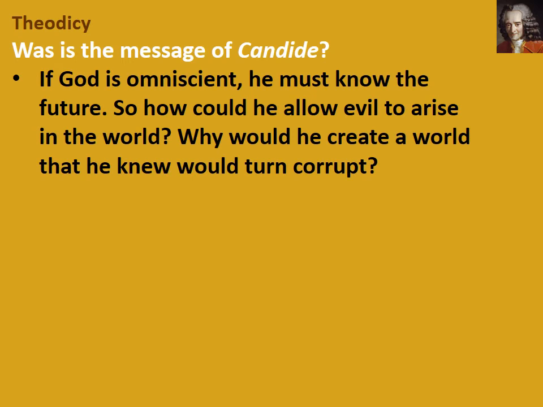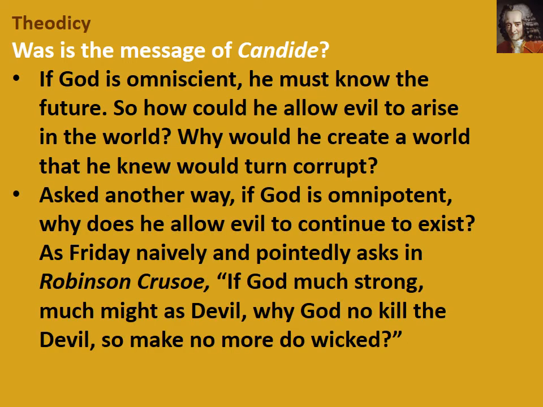So, again, getting back to the theodicy, getting back to the question of evil, if God is omniscient, all-knowing, he always knows what's going to happen, and he's outside of time, so he knew what was going to happen throughout all history. He must know the future. So how could he allow evil to arise in the world? Why would he create a world that he knew would turn corrupt? Asked another way, if God is omnipotent, why does he allow evil to continue to exist?